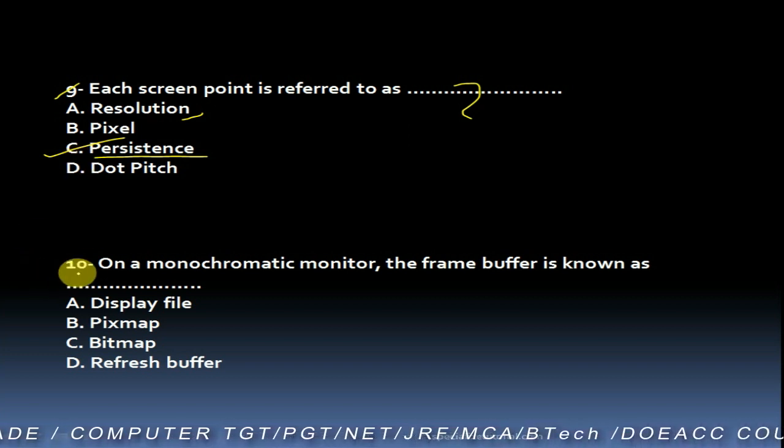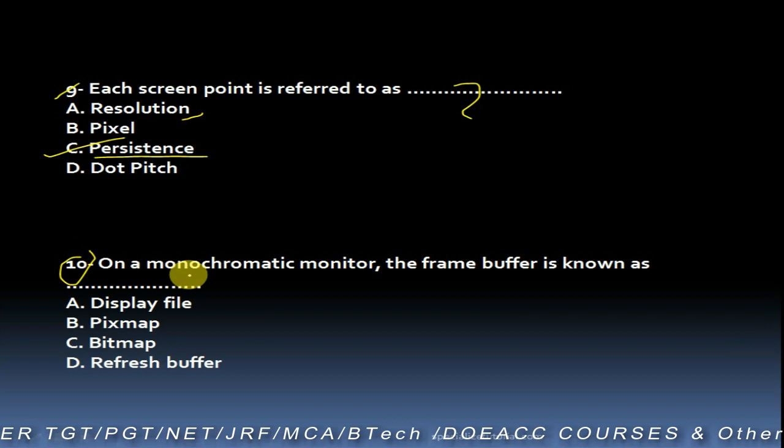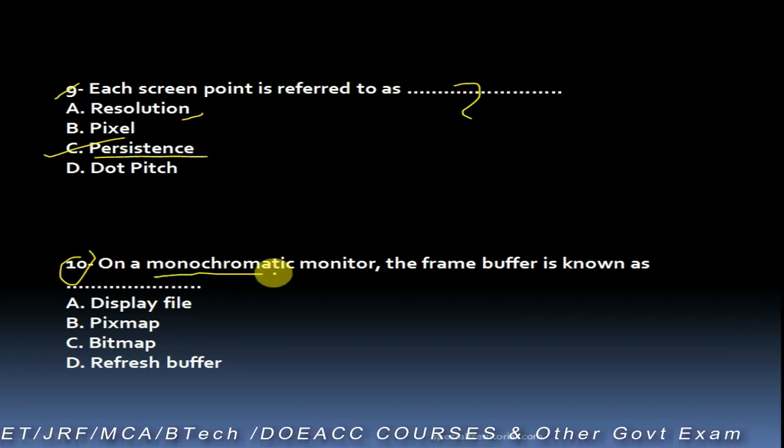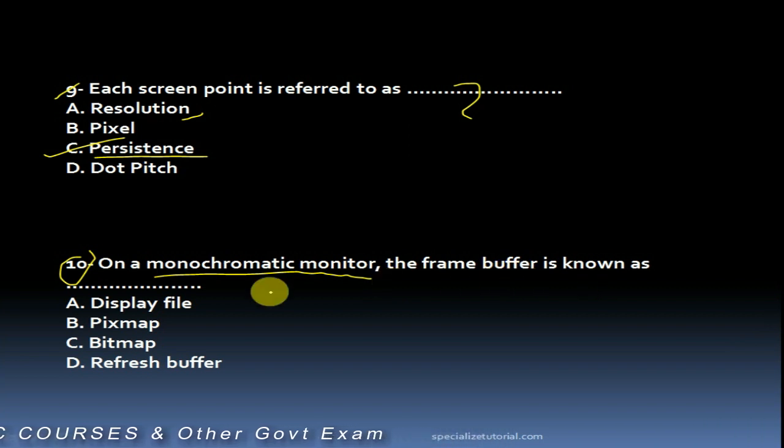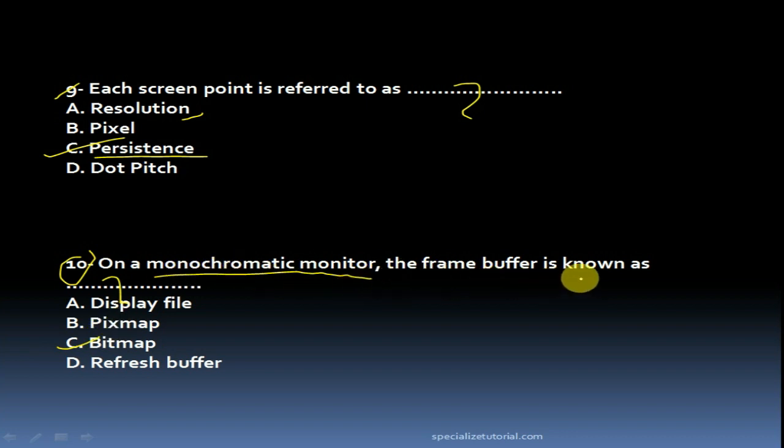Now take question number 10. On a monochromatic monitor, monochromatic means black and white light, the frame buffer is known as what? Display file, pix map, bitmap, or refresh buffer. So it will basically be bitmap. On a monochromatic monitor, the frame buffer is known as a bitmap. So C is the right answer.